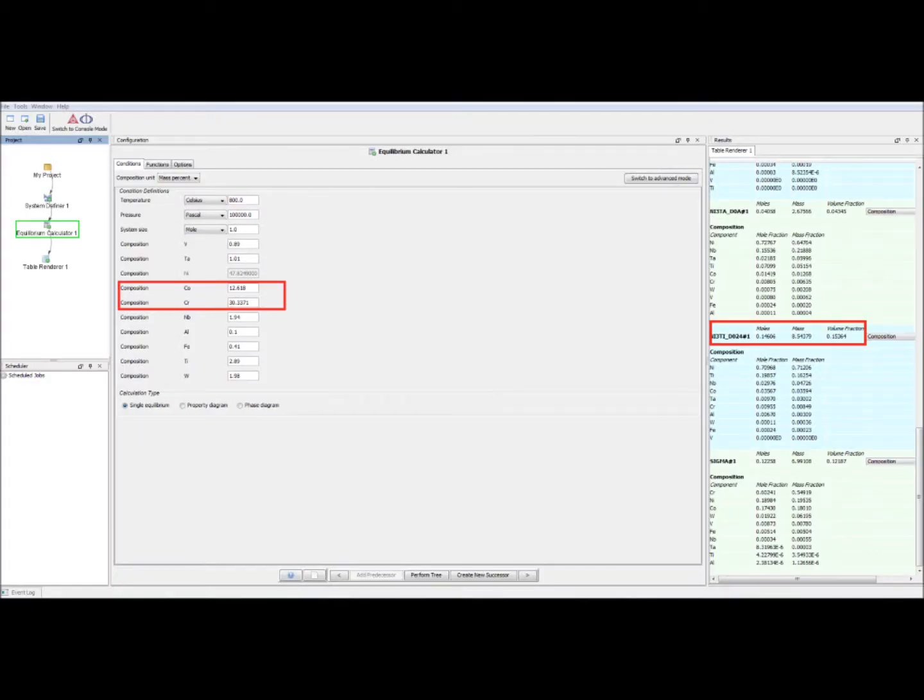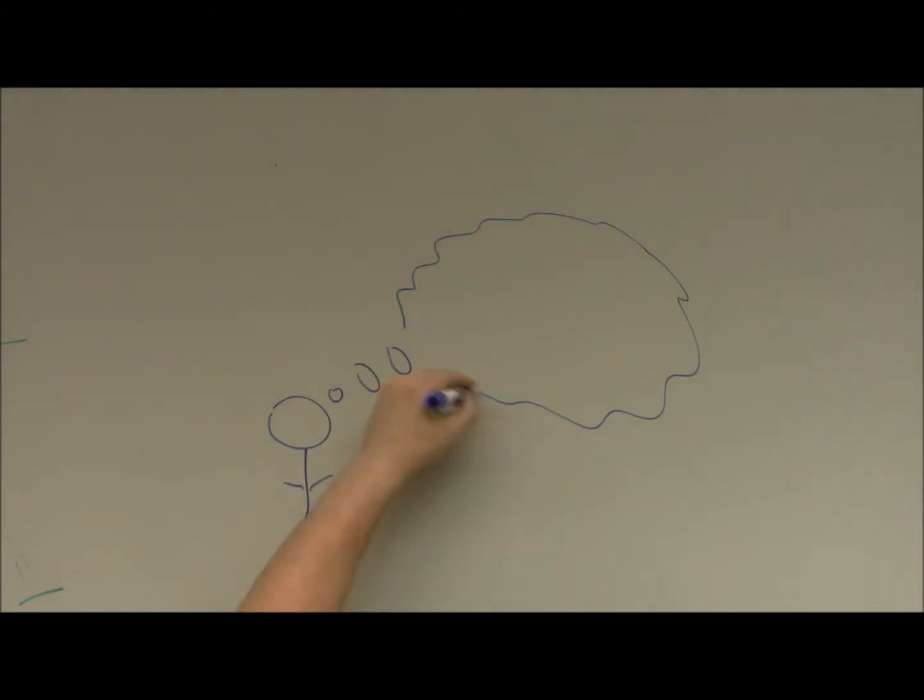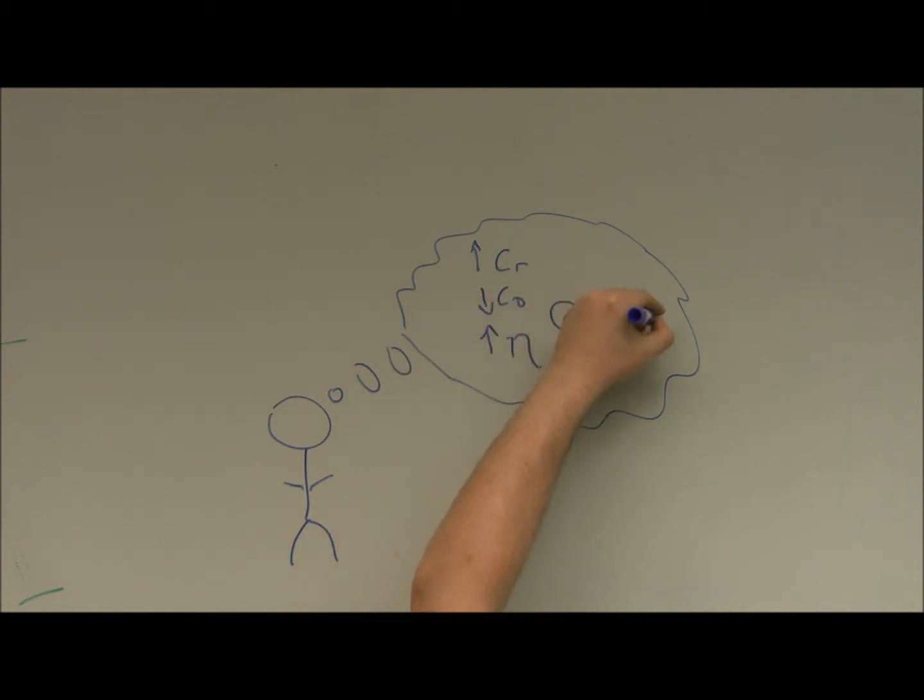ThermoCalc can be used to evaluate these levels one at a time to give us each level's specific volume fraction of gamma prime phase. Keeping in mind our hypothesis was to increase the amount of gamma prime phase at a high temperature while also decreasing the amount of cobalt, we assessed each level in ThermoCalc and proved it to be true.